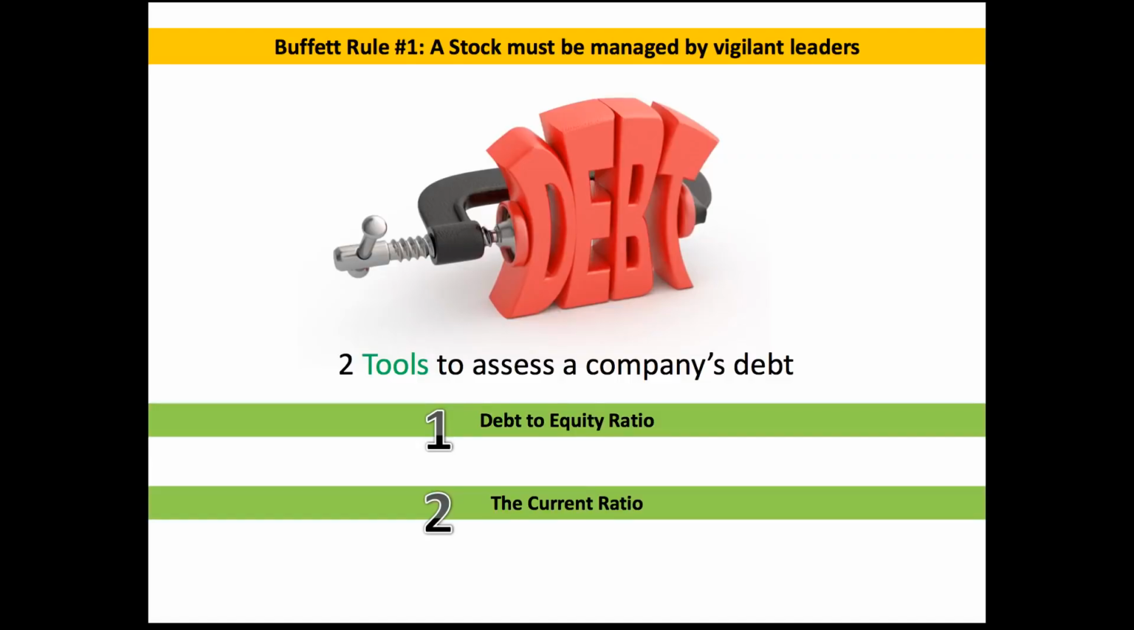rule. And we have 2 quick tools at our disposal for determining an acceptable level of debt for a company. The first tool that we can use is the debt-to-equity ratio. And then the second tool we can use is the current ratio. Those are 2 very important things that you have to understand whenever you invest. So if this isn't something that you've ever done before, you definitely want to take notes during this lesson and learn both of these ratios really well.